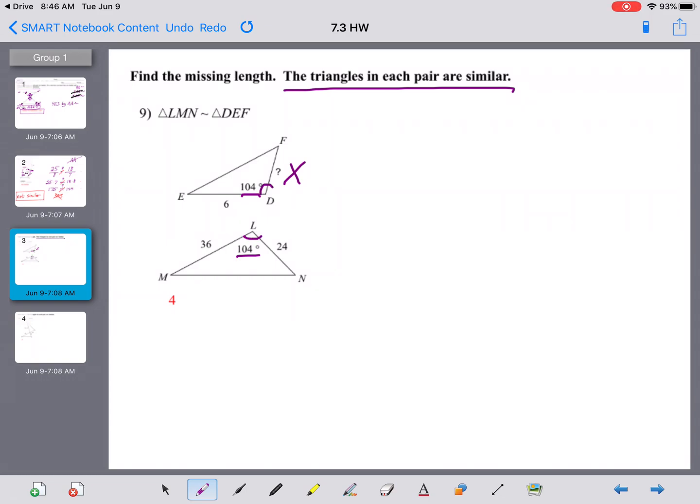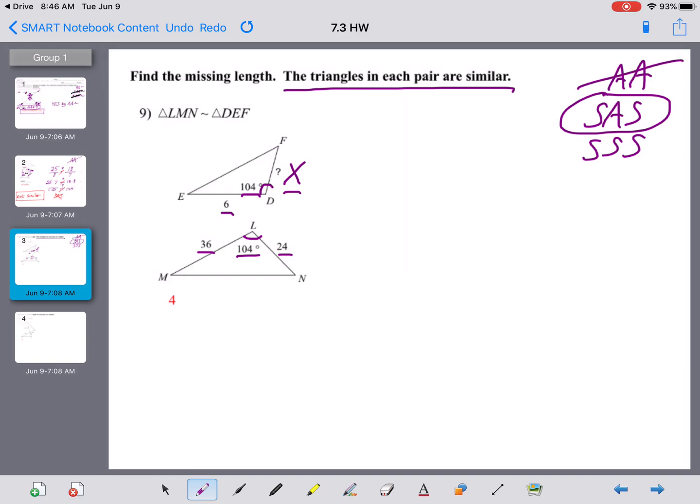And then we've been given two pairs of sides, 36 and 24 on the bottom, 6 and X on the top. So as you look at this and think about the 3 different ways to prove that triangles could be similar, you should be able to figure out which one of these 3 we're going for. With only one angle measure given to us and 2 pairs of sides, we're going to be going for side angle side similarity.